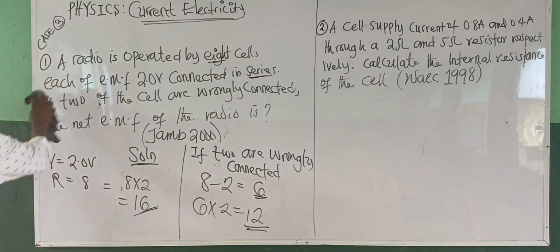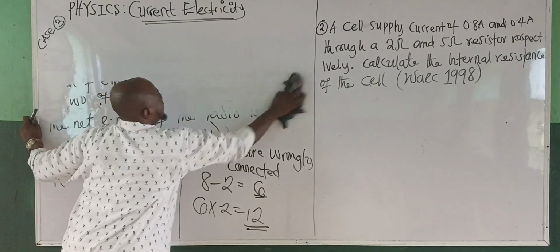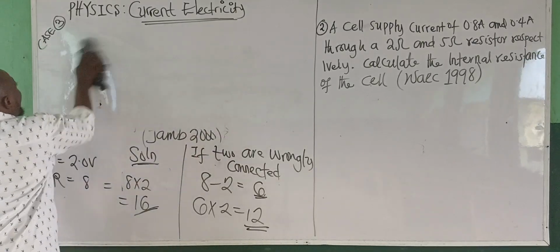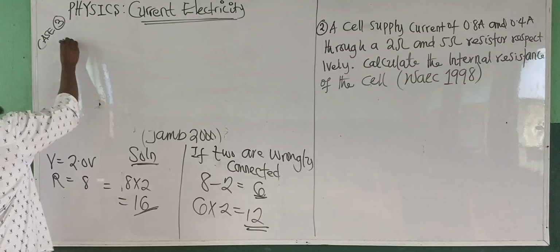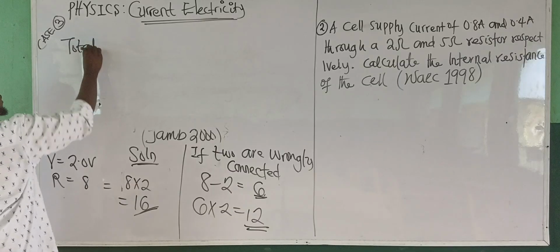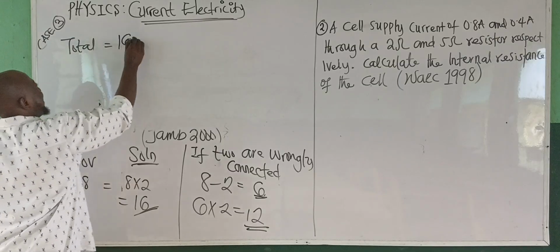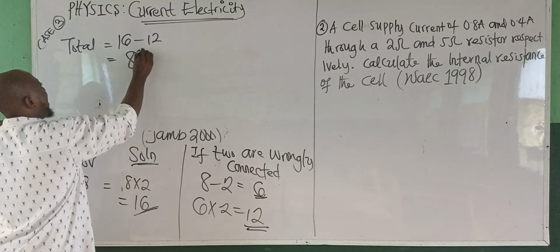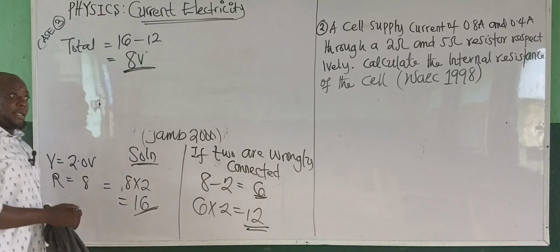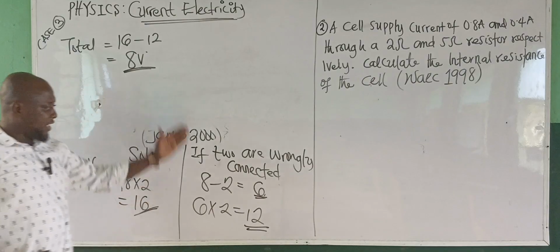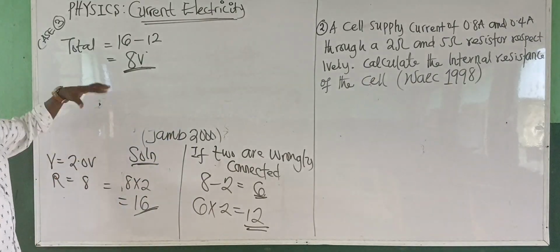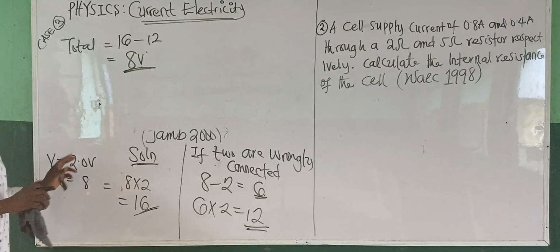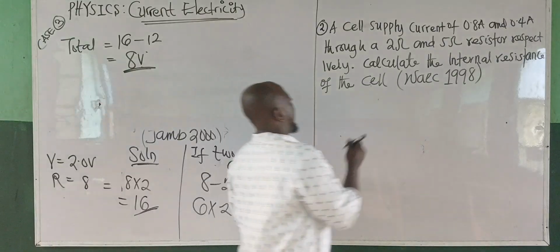I will simply say that from this place, I can now have this as the total. That becomes 16 minus 12 here. What do I have? I have 8 volts. So this is what we are given as our answer. Next, number 2 here.